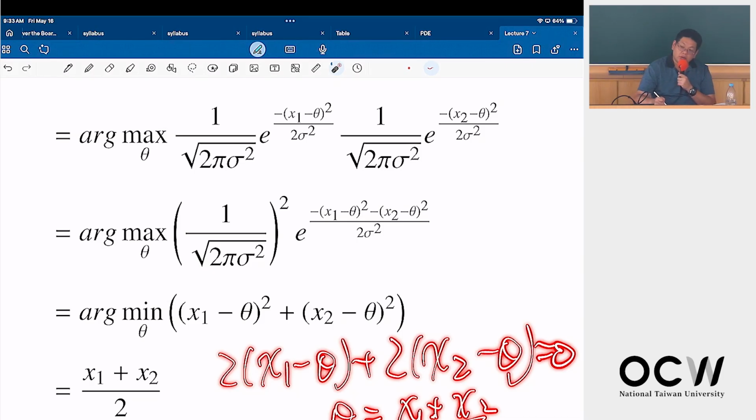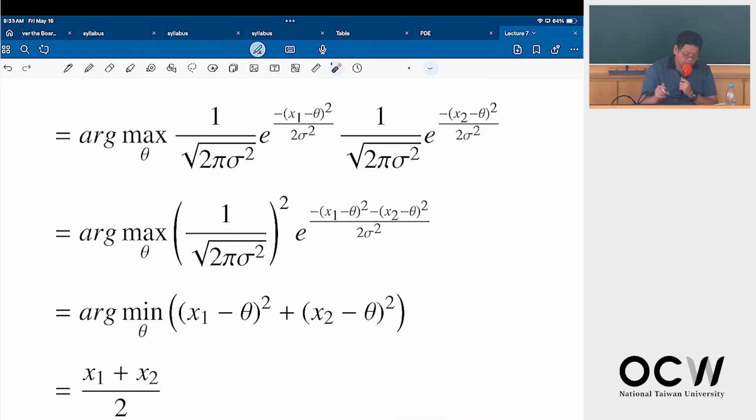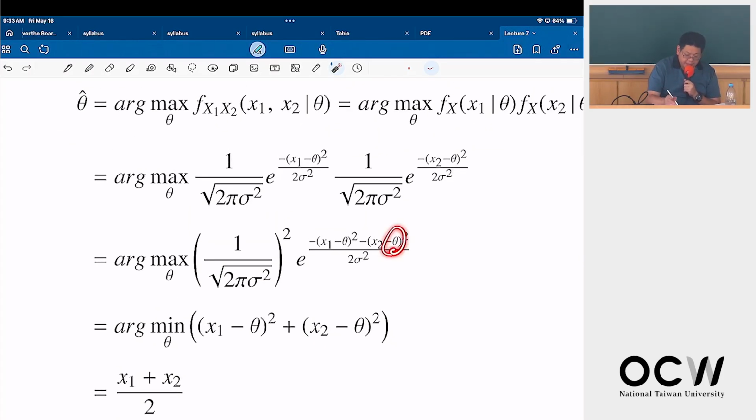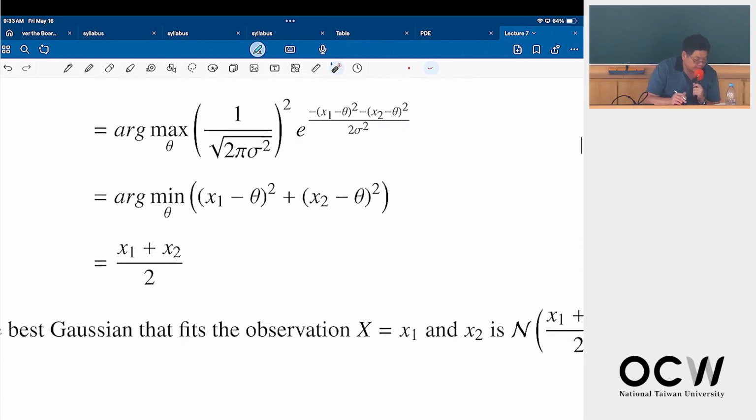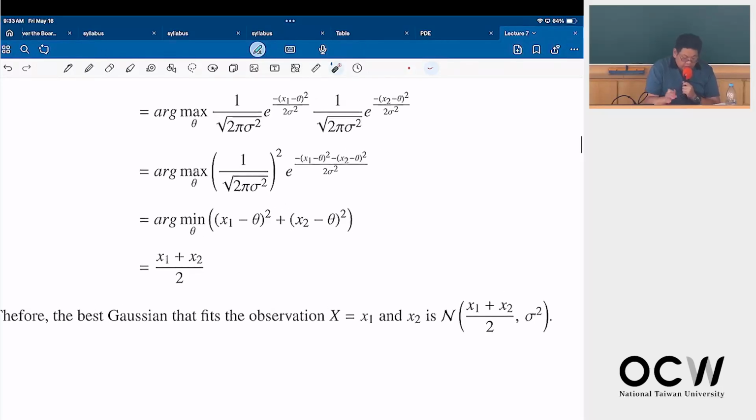So if I have two observations, then the best mean is just the mean of these two observations. The best Gaussian that fits x1 and x2 has mean (x1 plus x2) over 2.